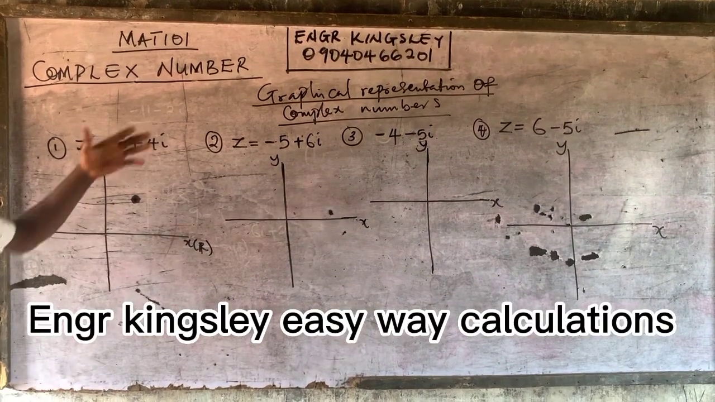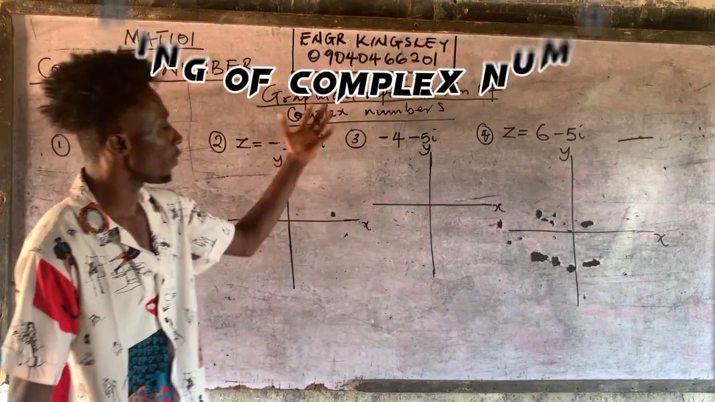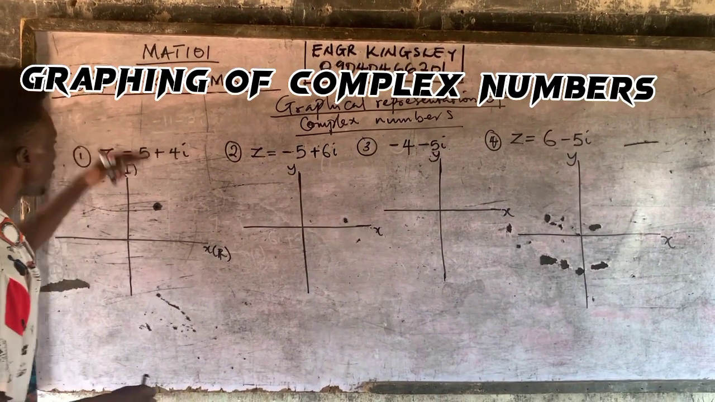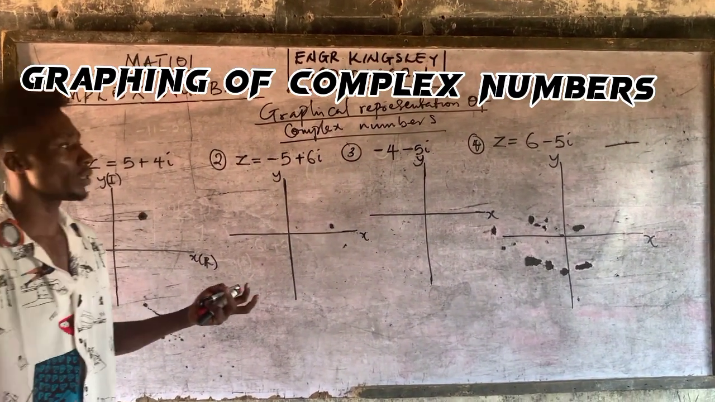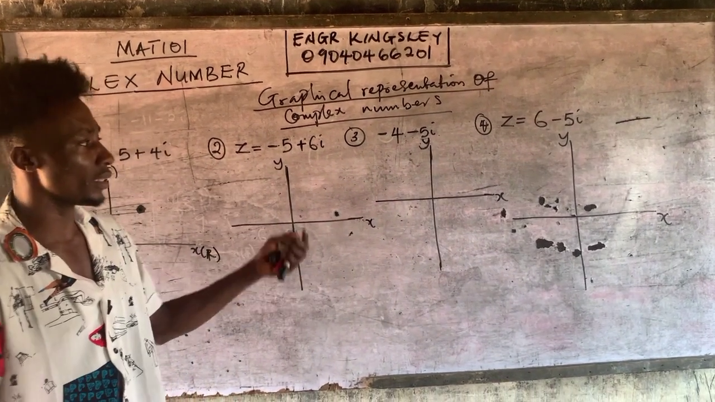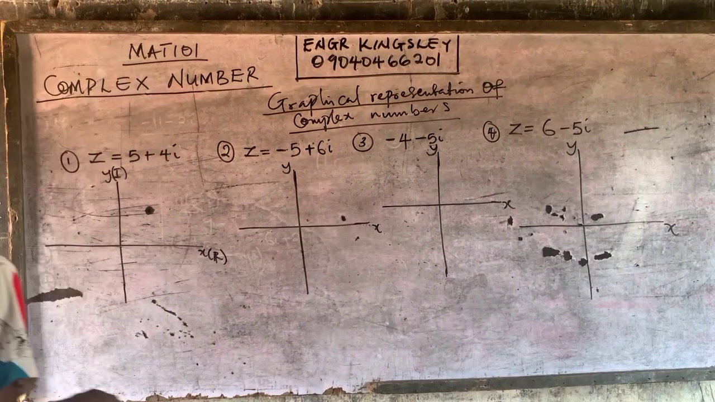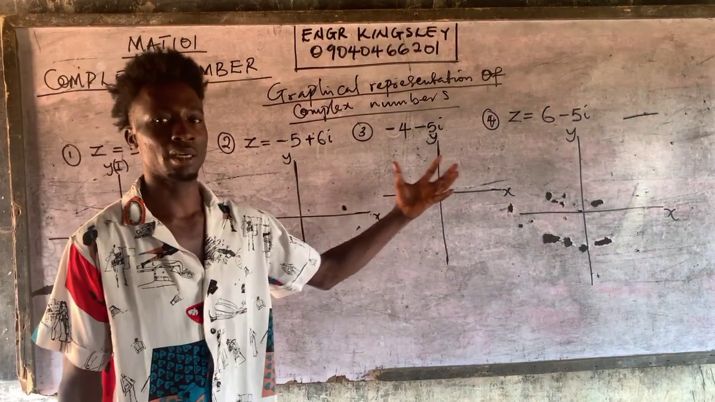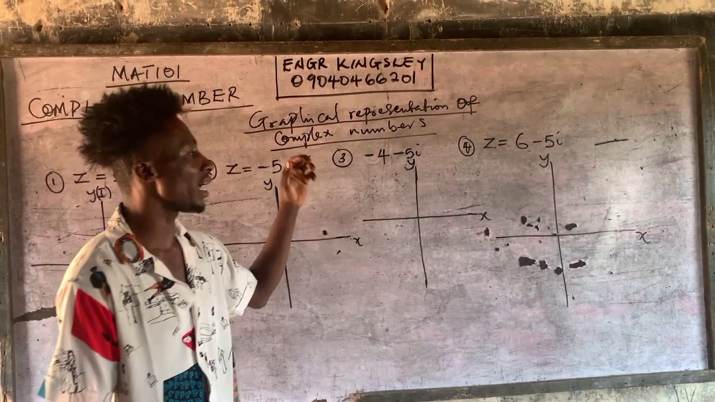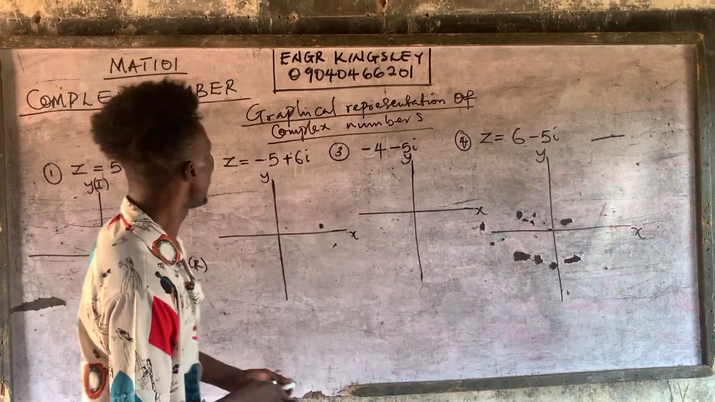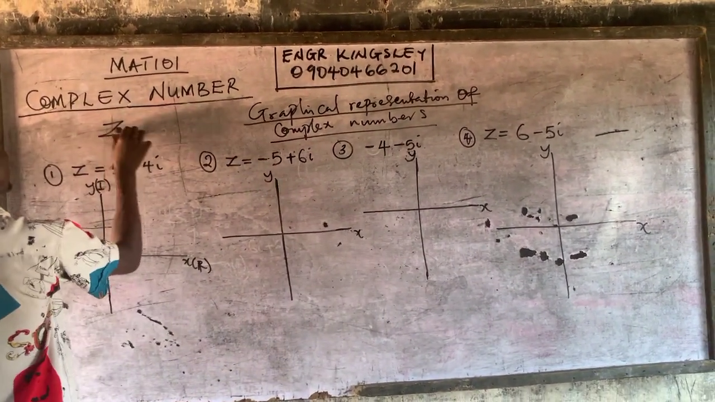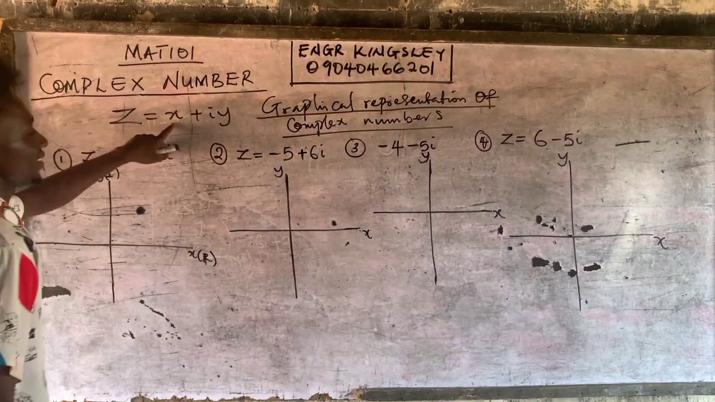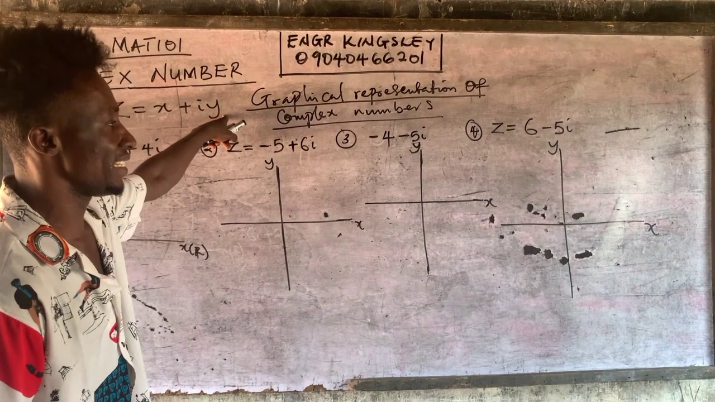Okay, in the graphical representation of complex numbers, this is how you are going to graph them. If you have a complex number like this, we have the first quadrant, the second quadrant, the third quadrant, and the fourth quadrant. This representation is done on a rectangular plane that has coordinate axes of x and y, where the general form of a complex number is x plus iy, where x is the real portion and y is the imaginary portion.